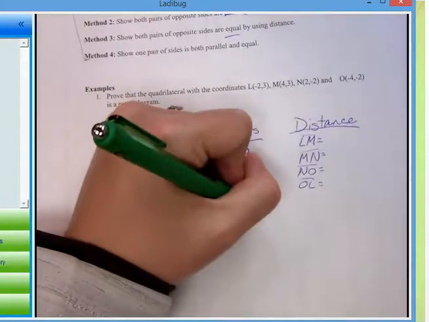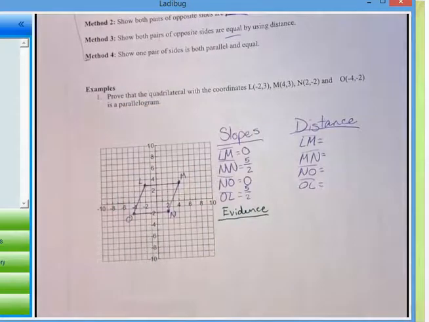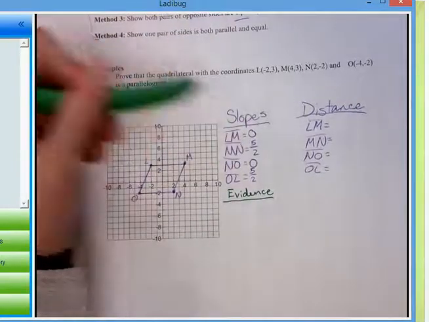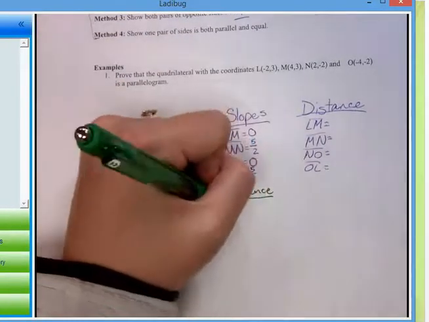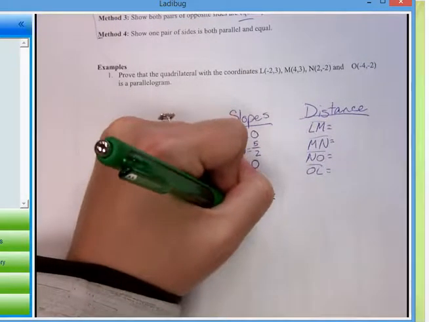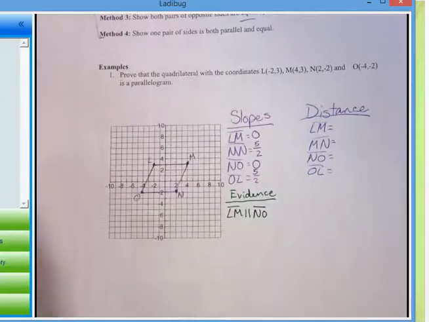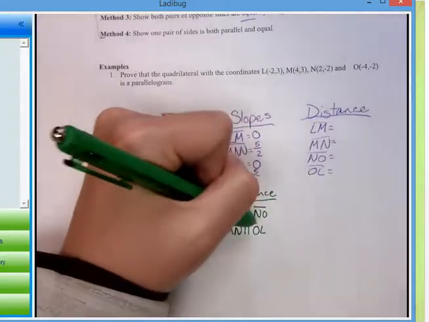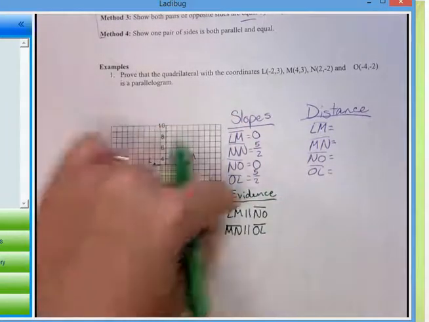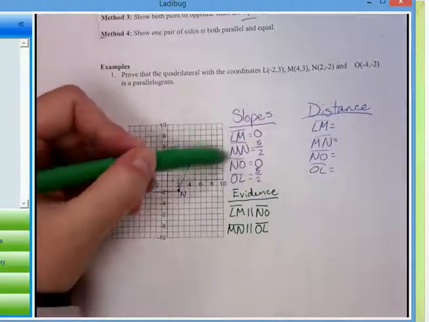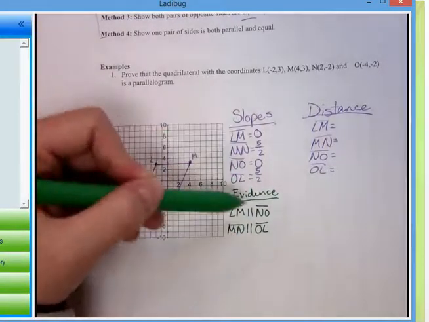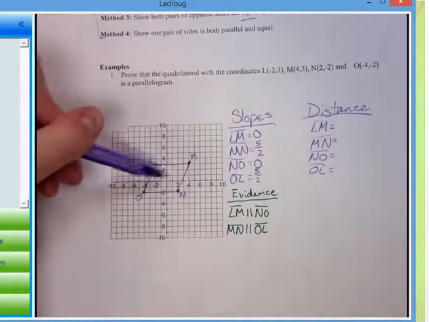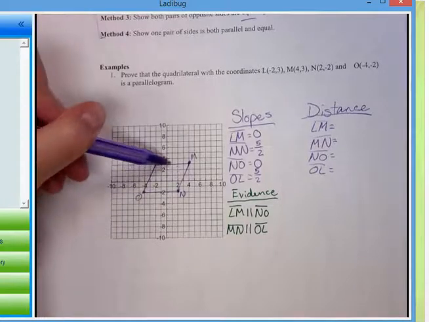So now I'm going to change colors. I would suggest you do this as well. And we are going to write the evidence. So basically, what do these slopes tell us? Well, slopes tell us that LM is parallel to NO. They also tell us that MN is parallel to OL. So this is the evidence part. This is the important part. Because I know you can find slopes, but I just need you to tell me what the slopes tell you. Okay? Let's go back to distance. What's nice for LM and ON is you can just count. So 1, 2, 3, 4, 5, 6.